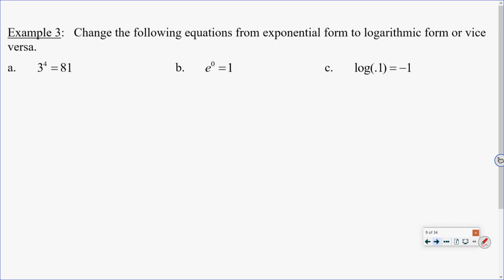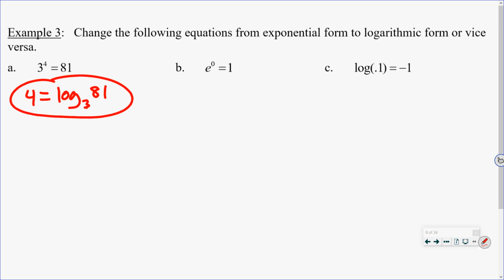If it's in exponential form, write it in logarithmic form. If it's in logarithmic form, write it in exponential form. This first one's in exponential form, so I'm going to write it as 4 equals log, and the base is 3, so the base stays the same. Make sure you write it as a subscript down below. Log base 3 of 81. Those mean the exact same thing. This means 3 to the 4th power equals 81. They're the same thing.